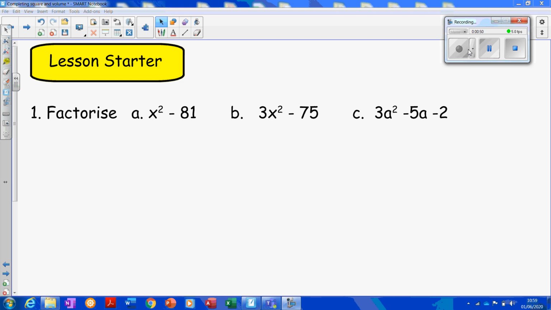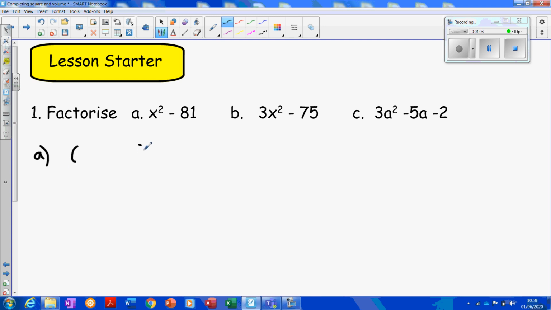Okay, hopefully you've finished your lesson starter. So question number 1 on factorising. Part A, we have got two terms here. x squared is a square, and 81 is 9 times 9, so that's also a square. We've got a minus sign between them, so it's a difference of two squares. So set up two identical brackets, take the square root of x squared, which is x, put it into each bracket. Square root of 81 is 9, put that into each bracket and make one bracket positive and one bracket negative.